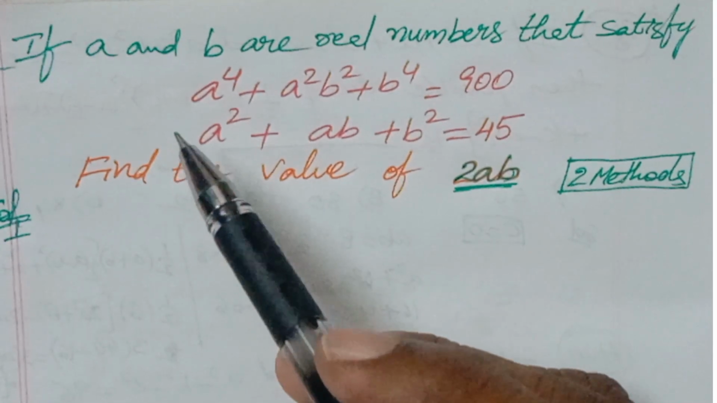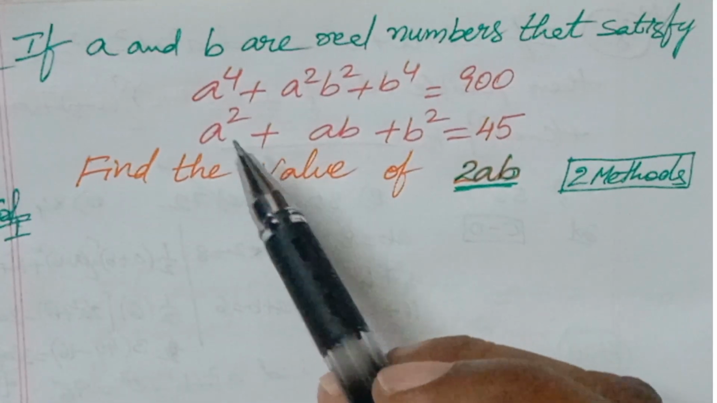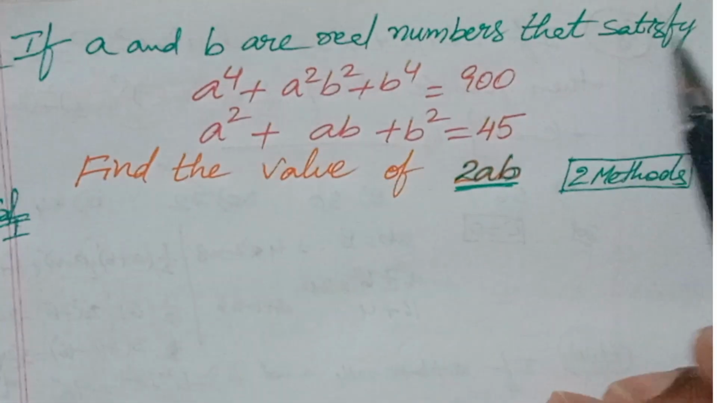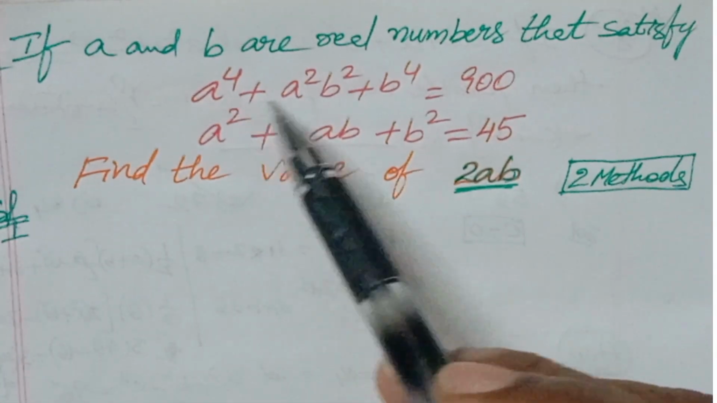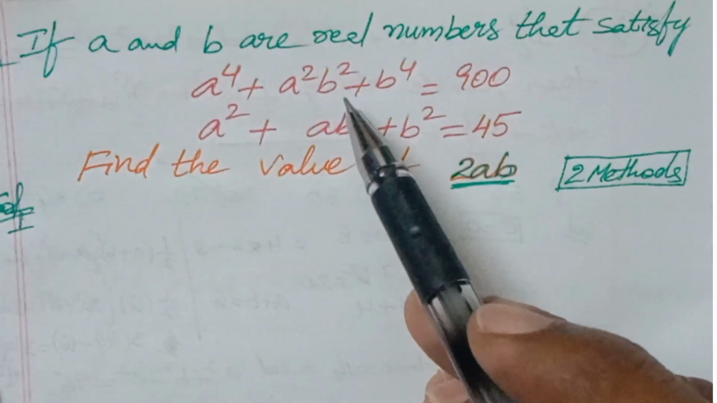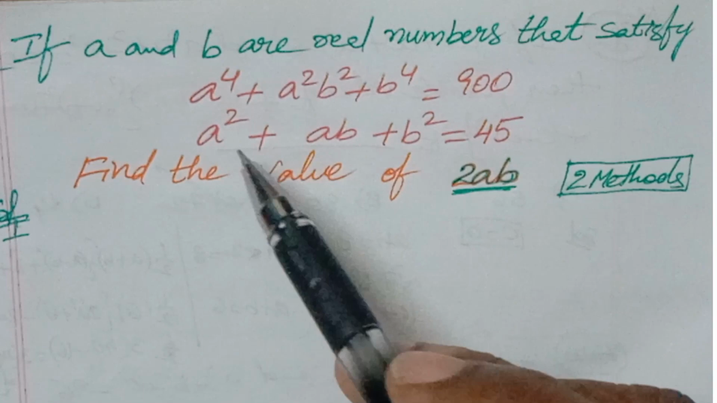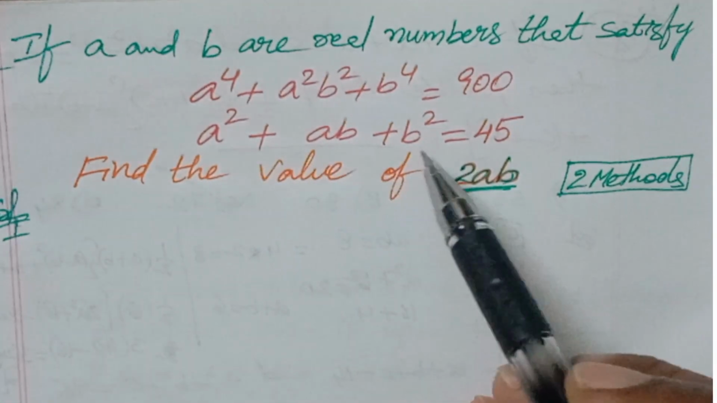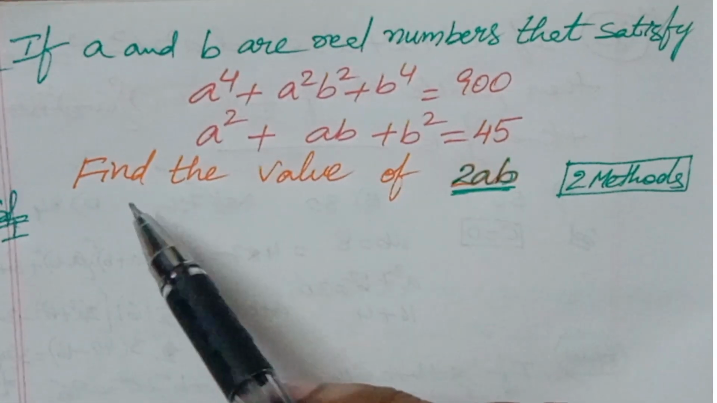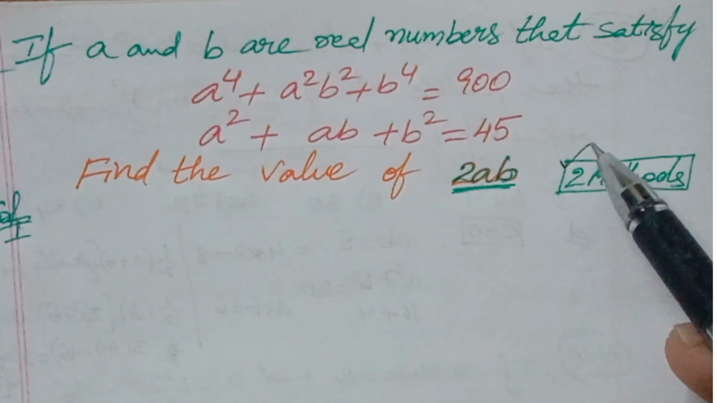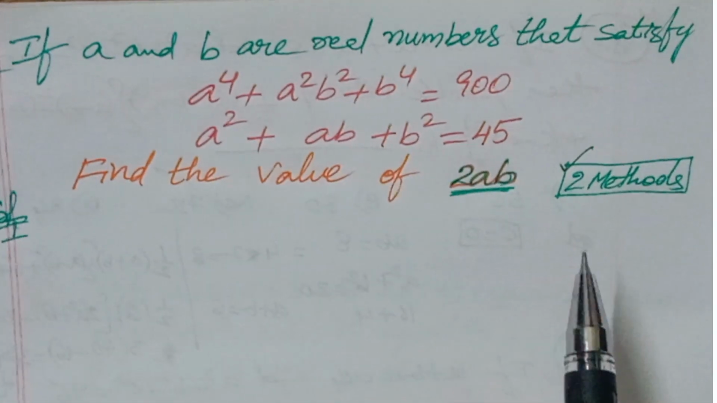So today we are looking at a Math Olympiad problem. The question is: if a and b are real numbers that satisfy a power 4 plus a square b square plus b power 4 equal to 900, and a square plus ab plus b square equal to 45, find the value of 2ab. Here we are going to find the value in two methods.